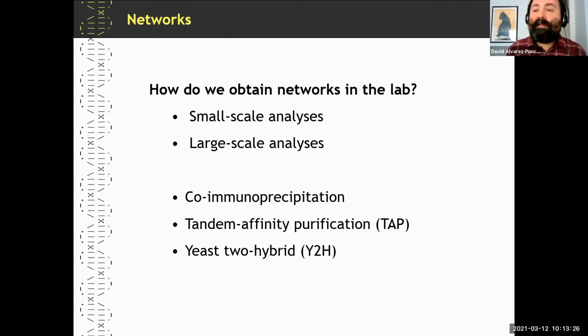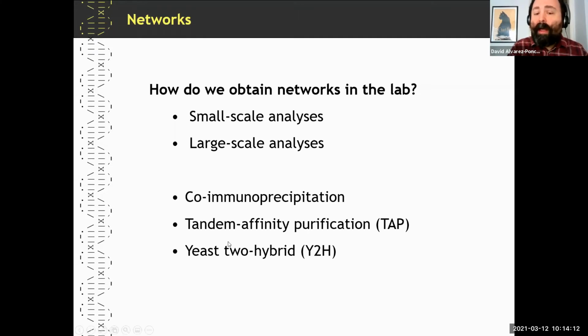So where does this data come from ultimately? At some point, someone is generating this data in the lab. And by the way, these networks are collective efforts from hundreds of scientists, each of them describing a number of interactions. They are the result of small scale analysis, that means a lab focusing on the interaction between one protein and another protein, establishing if they interact or not and how, and also large scale analysis, in which we're talking about screening hundreds or thousands of interactions at a time. And they use different techniques.